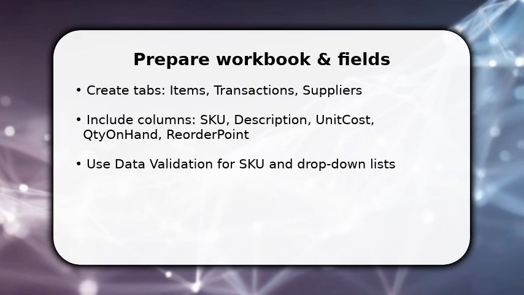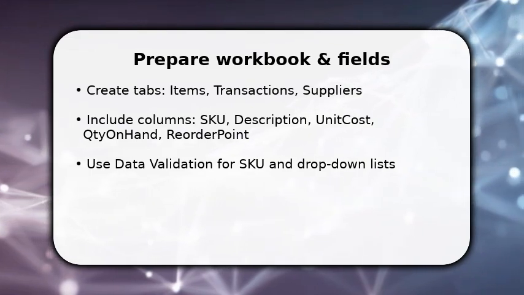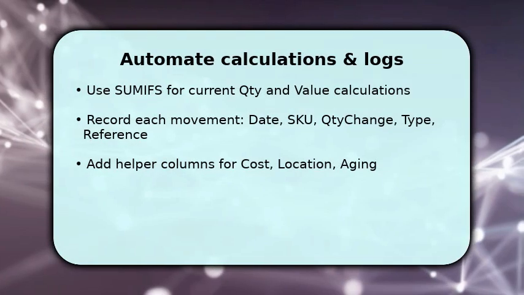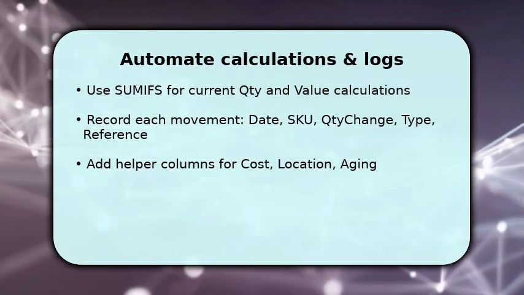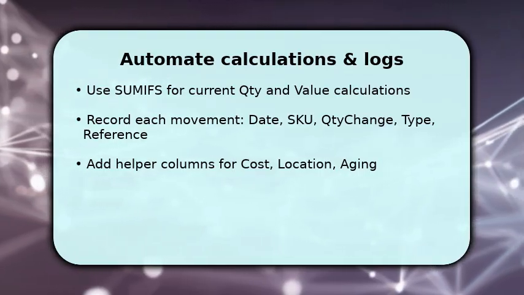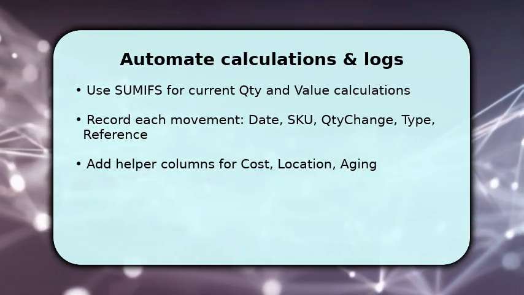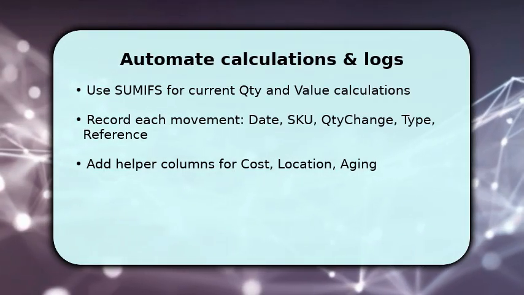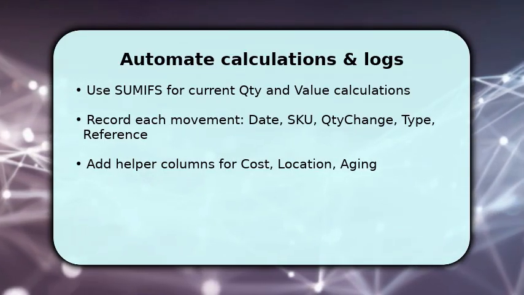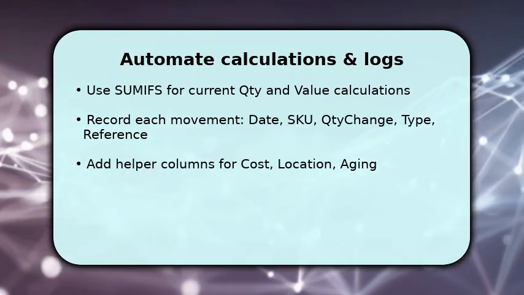You'll save time and avoid errors as you import or manually enter initial stock counts. Next, automate the core calculations so Excel does the heavy lifting. In transactions, record every movement with date, SKU, QTY change, type inbound/outbound, and reference. Then use SUMIFs on the Items tab to compute current QTY and total value per SKU.